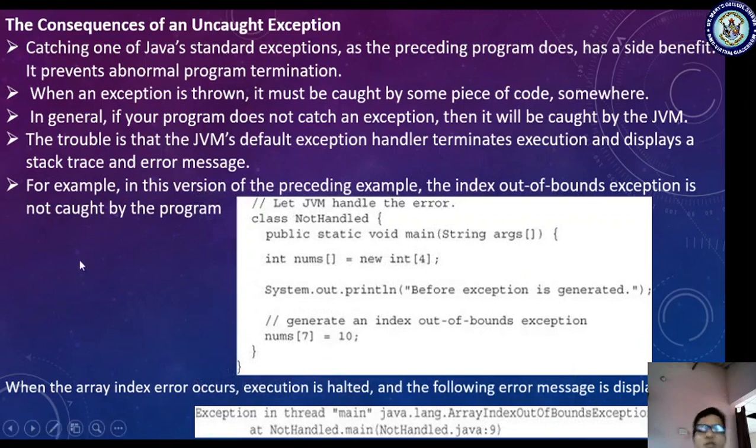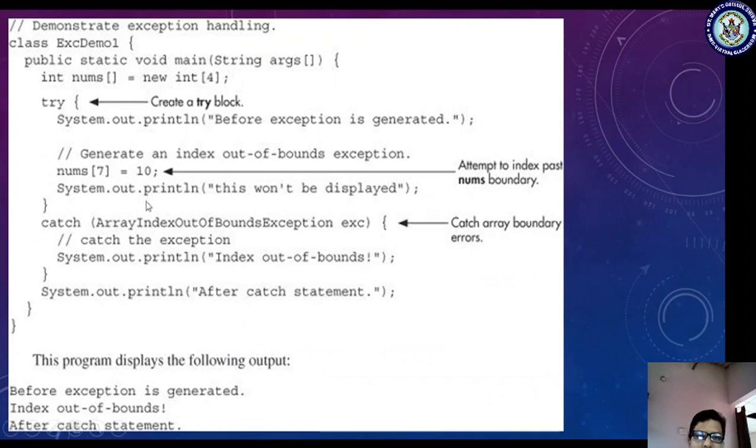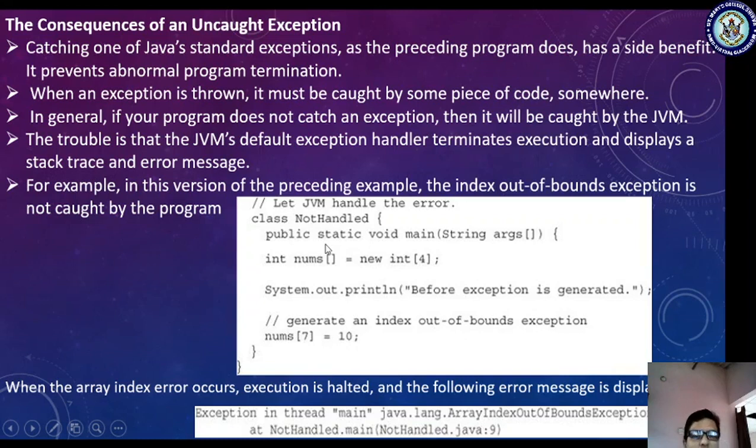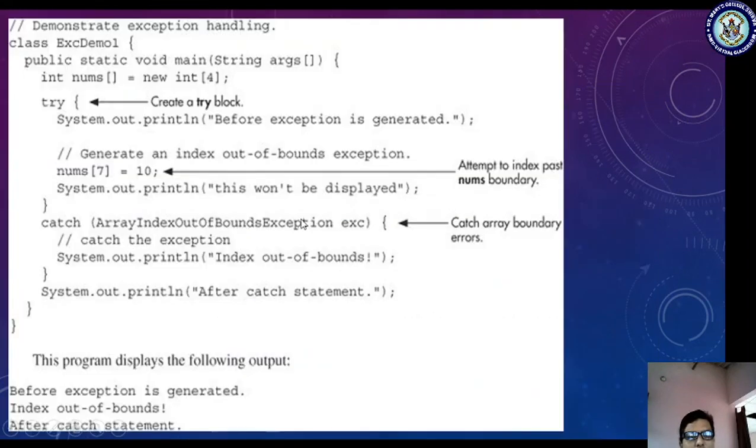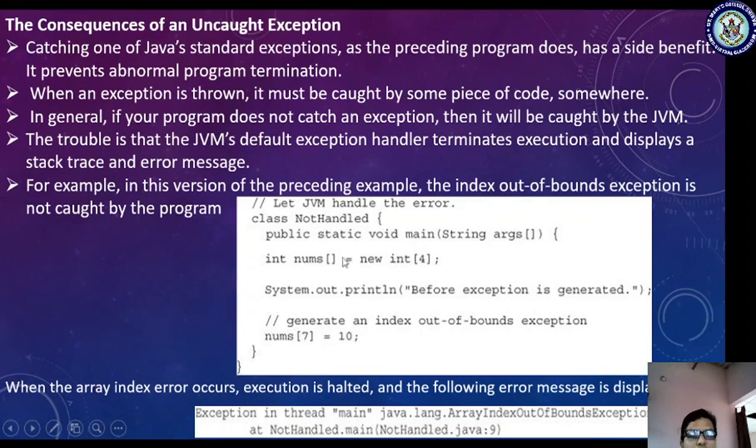For example, in this version of the preceding example, the index out of bound exception is not caught by the program. So if you see here, the index out of bound exception is not caught. Okay, it has been caught by the JVM. If you don't write a try catch block in your program, in this preceding example, it will show the JVM errors. So we are modifying that program as the class NotHandled.